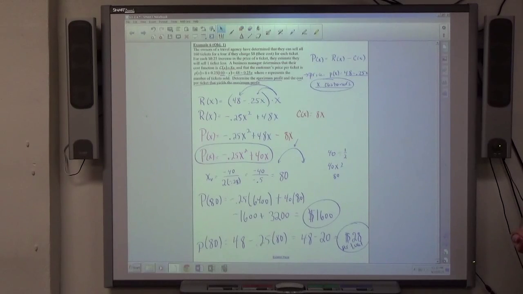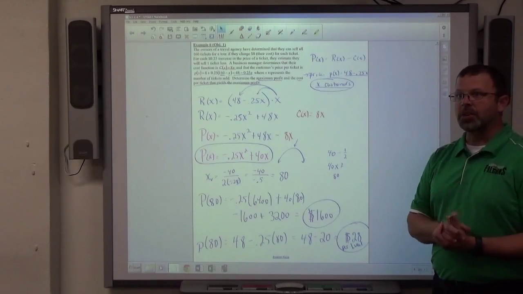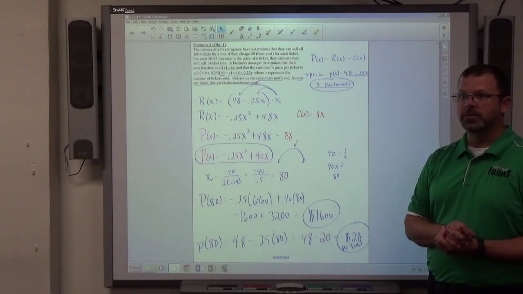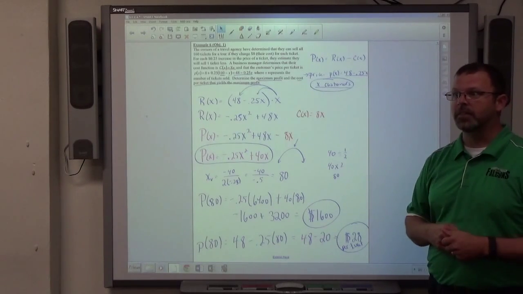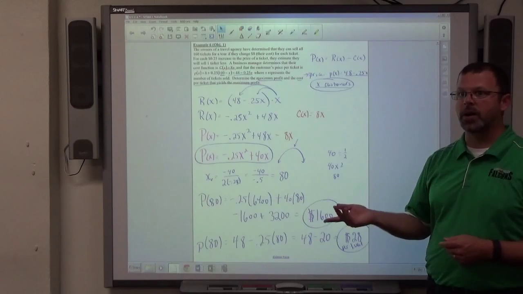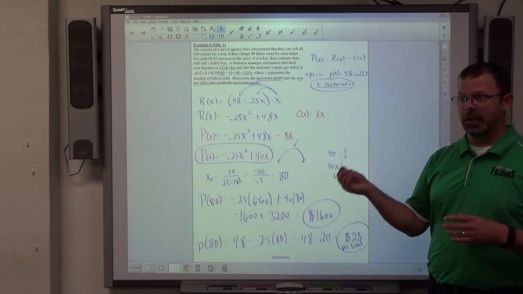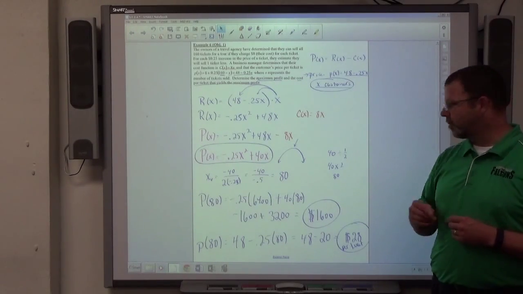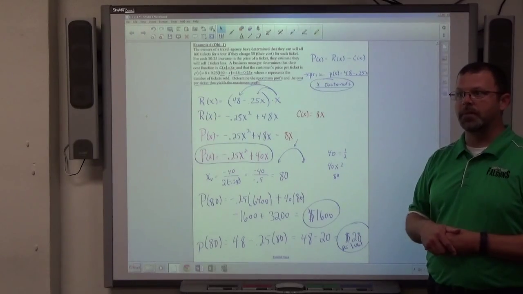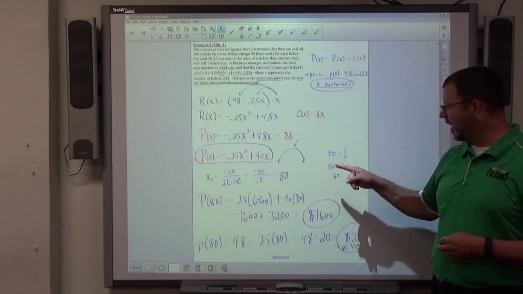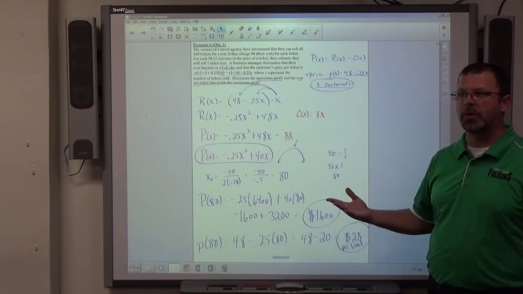Now, think about profit here, okay? How much does it cost the company to get the tickets? $8. $8 per ticket. That's it. That's how much it costs them. Whether they have 1 customer, 10 customers, whatever, each ticket costs them $8, right? They're charging the people $28. So every ticket's a $20 profit to the company, right? $20 profit times 80 customers makes $1,600 profit.